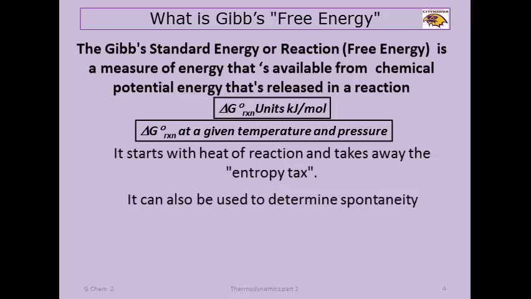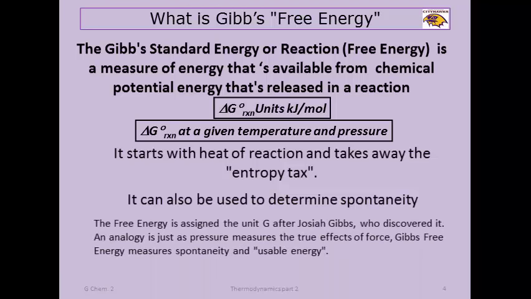Gibbs free energy can also be used directly to measure spontaneity. As we talked about in the last video, you can do this from the entropy standpoint and say, well, if the entropy of the universe is increasing according to the second law of thermodynamics, that would also give rise to a spontaneous reaction. But Gibbs free energy is also a direct measure that allows you to determine whether a reaction is spontaneous. And just a little bit of the history there. The free energy is assigned the symbol G after Josiah Gibbs, who discovered it.